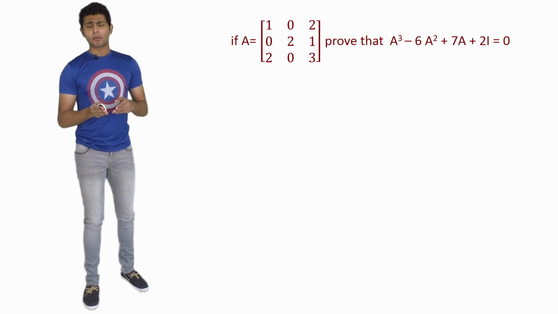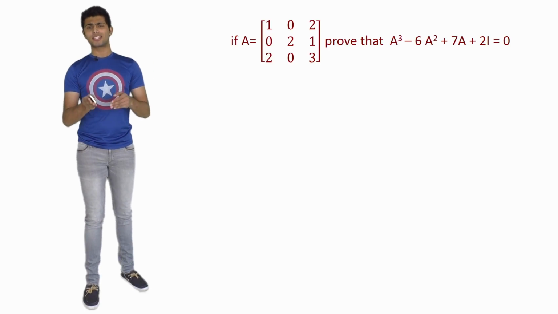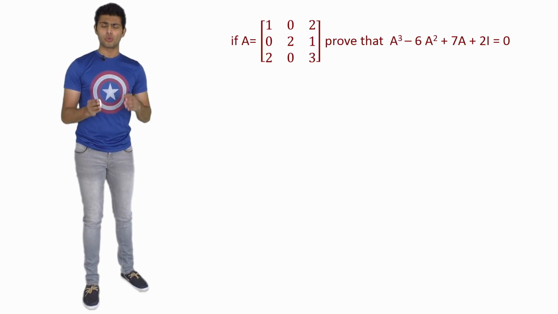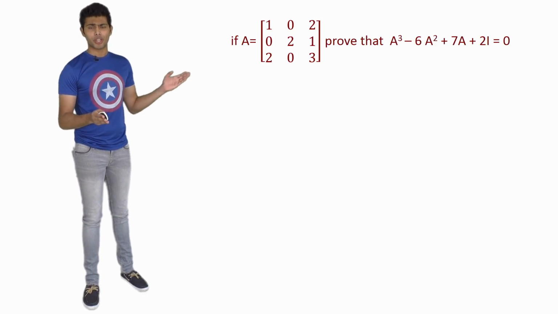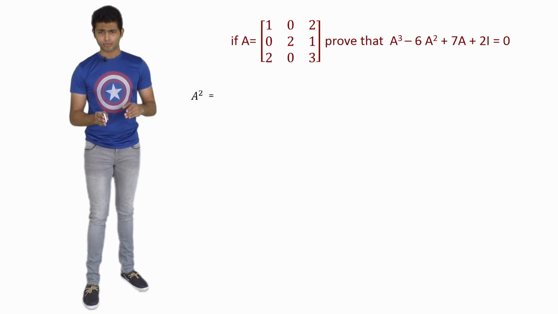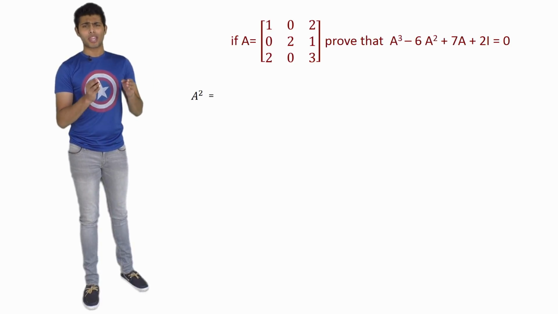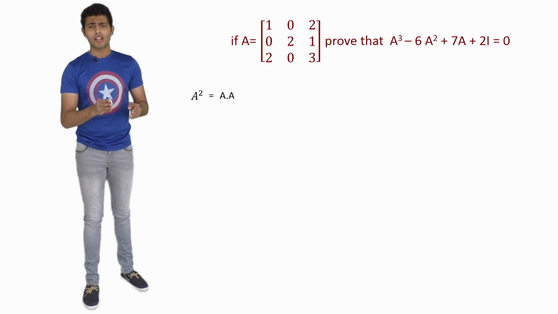So now in this problem over here, we're going to prove that A cube minus 6A square plus 7A plus 2I is equal to 0. So we have the value of A given over here. What we're first going to do is find the value of A square. We know A square is equal to A into A, so we're going to multiply the A matrix into the A matrix.